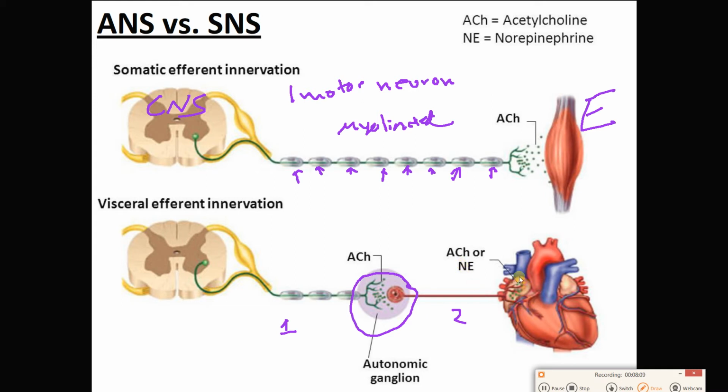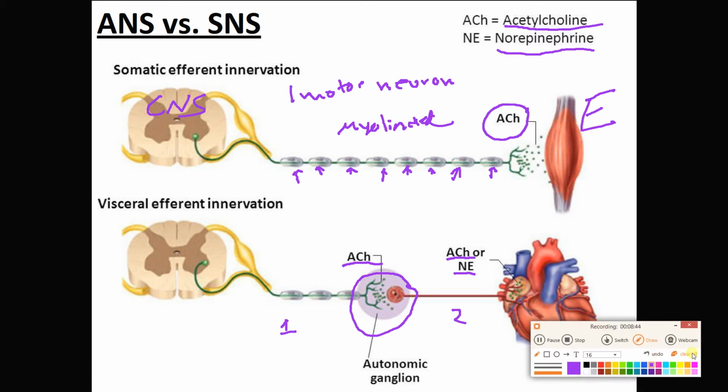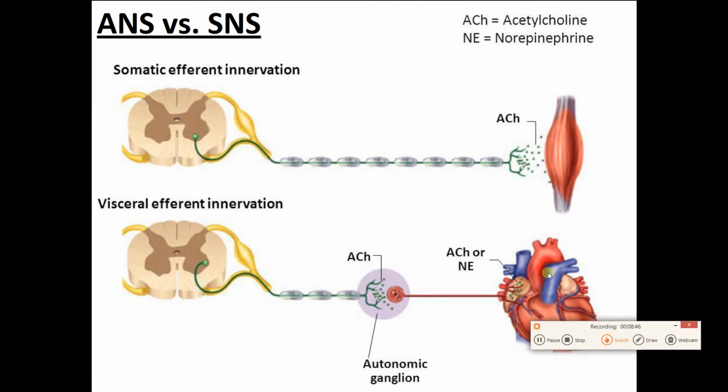Another difference involves the neurotransmitters, and we'll expand on this later. The somatic neurotransmitter onto the effector is this compound called acetylcholine. The autonomic pathway releases acetylcholine at this synapse between the two neurons, but then onto the effector organ, it's either going to be acetylcholine or this other neurotransmitter known as norepinephrine. So we have a transmitter difference as well.